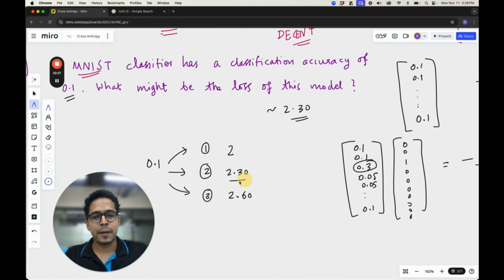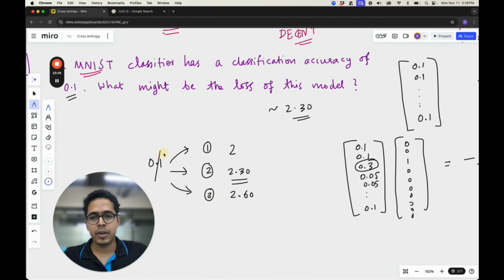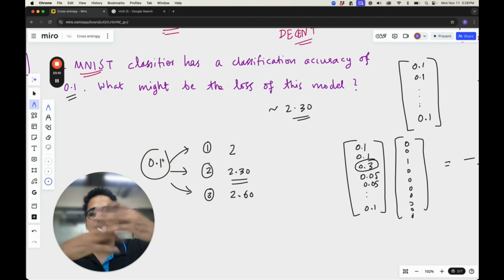So you see, if the model is slightly confident in making right predictions, the loss will be less than 2.3. 2.3 is when the model is completely underconfident. It's not at all confident about any predictions. It's random. So in that case, the loss will be close to 2.3. Accuracy is still 0.1 because accuracy is calculated over a large number of images. But if the model is slightly more confident in making right predictions, the loss will be less than 2.3.